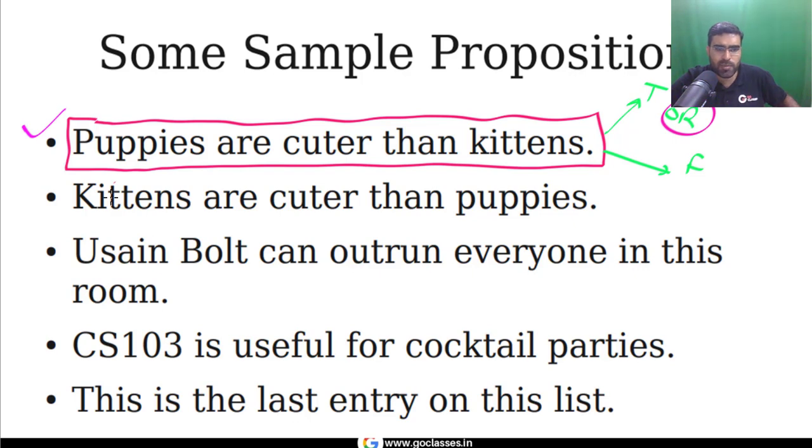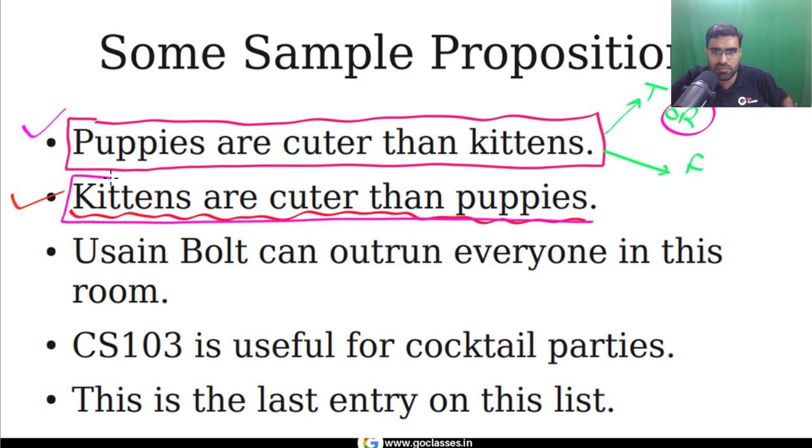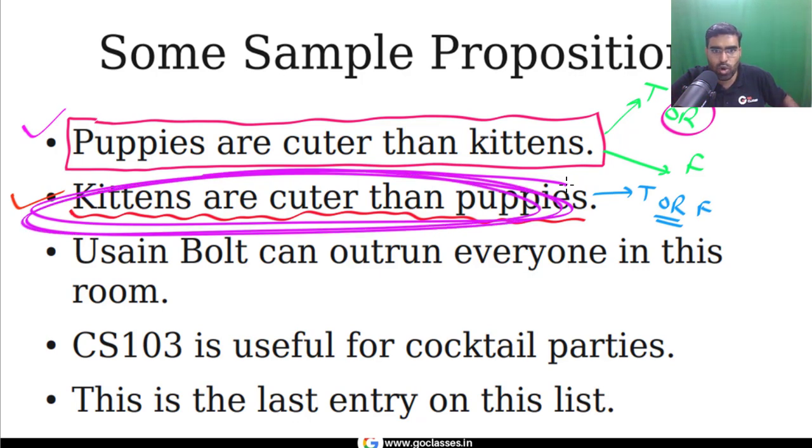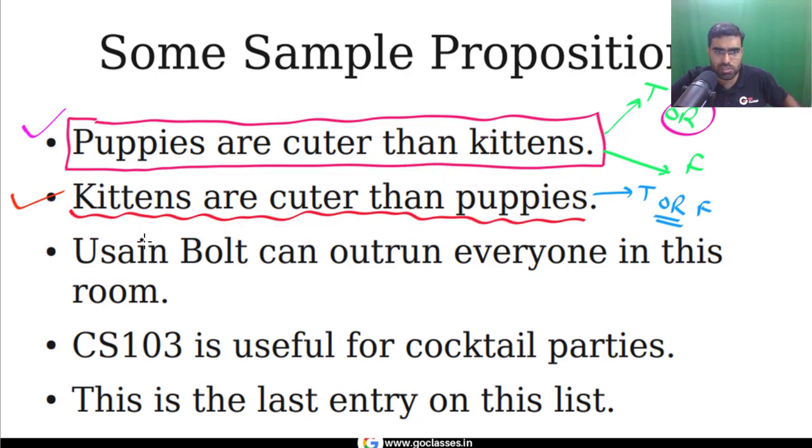What about the next statement? The next sentence: kittens are cuter than the puppies. Again you can notice this is also a proposition. Why? Because from any person's point of view, this sentence will be either true or false, but it cannot be both. Once you fix one point of view, from your point of view you can see that it cannot be both. Either this will be true or it will be false.